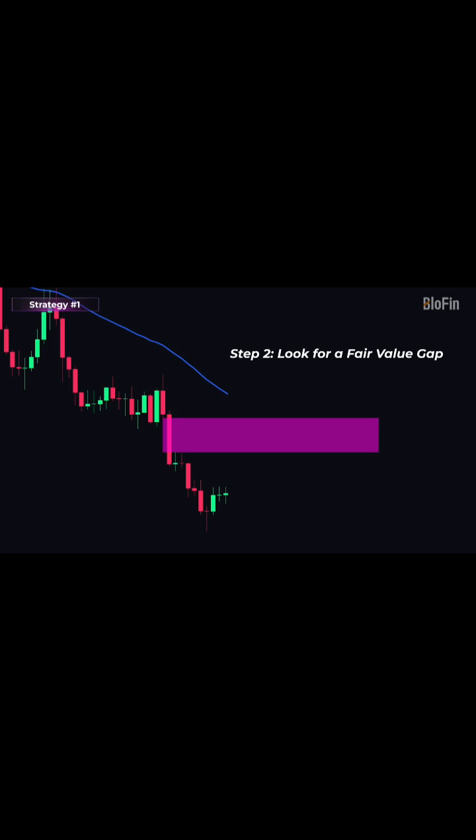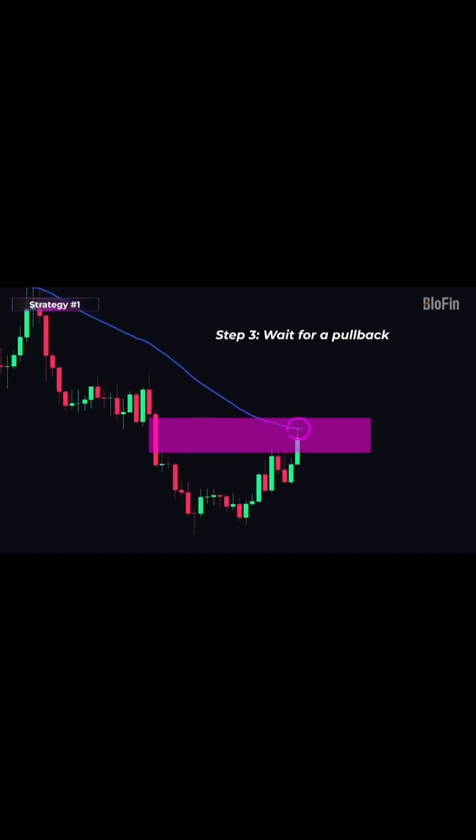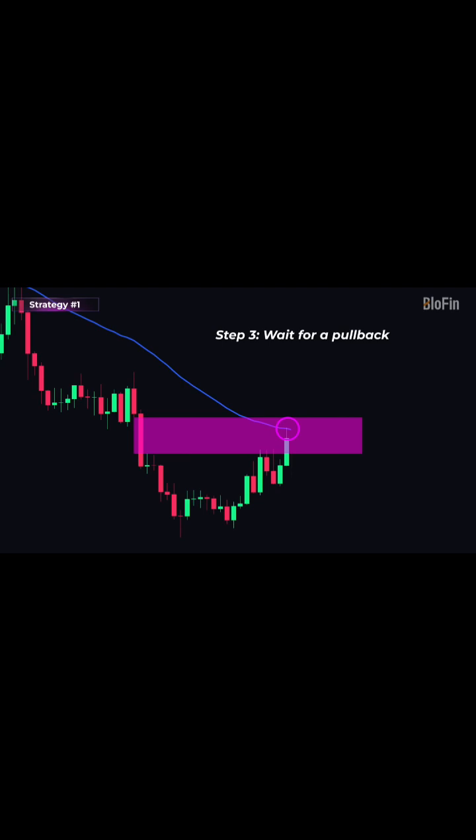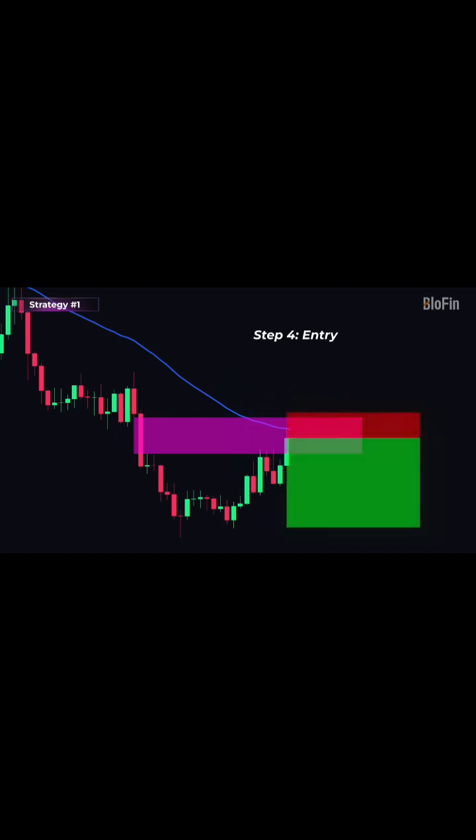Once the fair value gap is identified, the next step is to wait for price to make a pullback and fill the gap, ideally with confluence. In this case, price retraces into the fair value gap while also touching the 50 EMA. From here, we can place a short position with our stop loss slightly above the fair value gap and our take profit set at 3 times the risk. And as you can see, price drops perfectly and hits our take profit target.